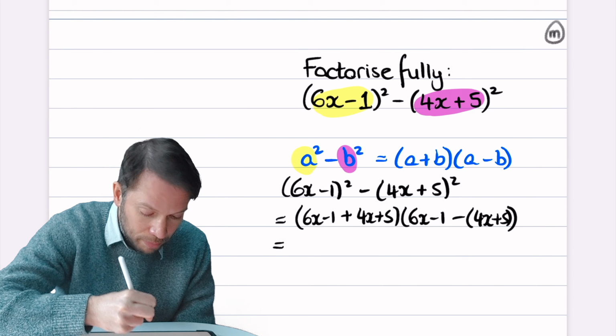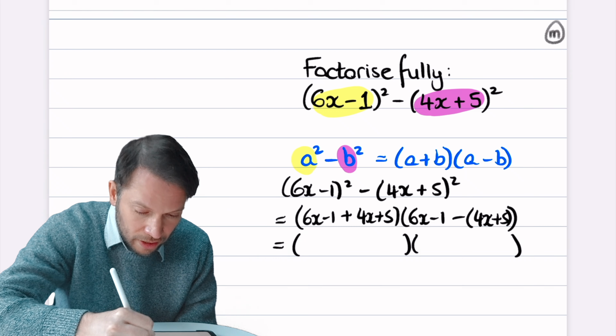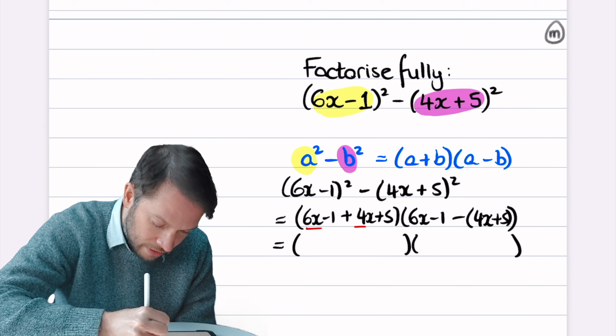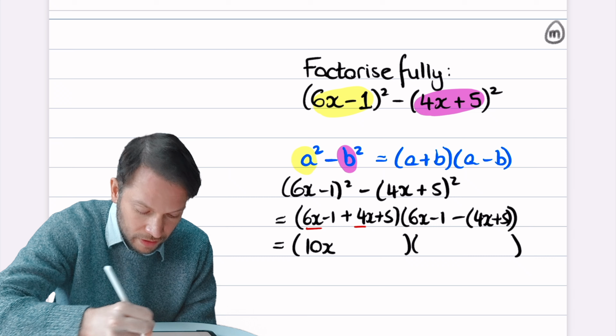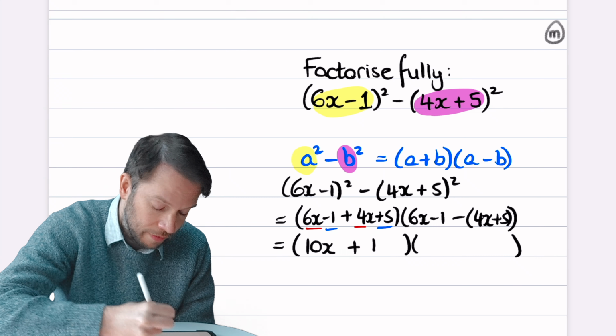So let's now just simplify each of these two brackets. We're going to collect like terms. So we've got 6x plus 4x is 10x. And then we've got the minus 1 plus 5 is plus 4. We might be able to factorise further in a moment.